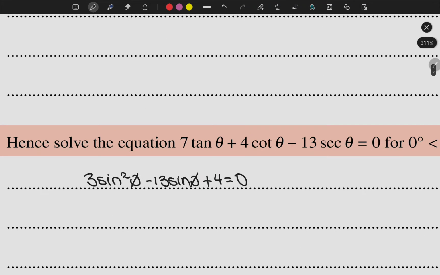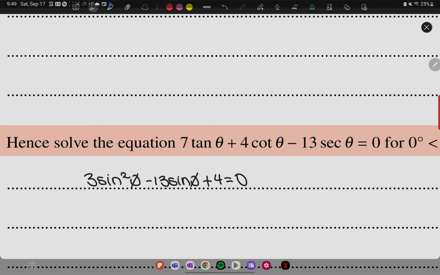Okay, we've noticed that we have sine squared, so it's a quadratic. There are many different methods you can use. You can use the quadratic formula, completing the square, or even u substitution, if that's what you like. But for this one, I'm just going to use group factorization and just leave it in terms of sine theta, because that's the method I just like using.